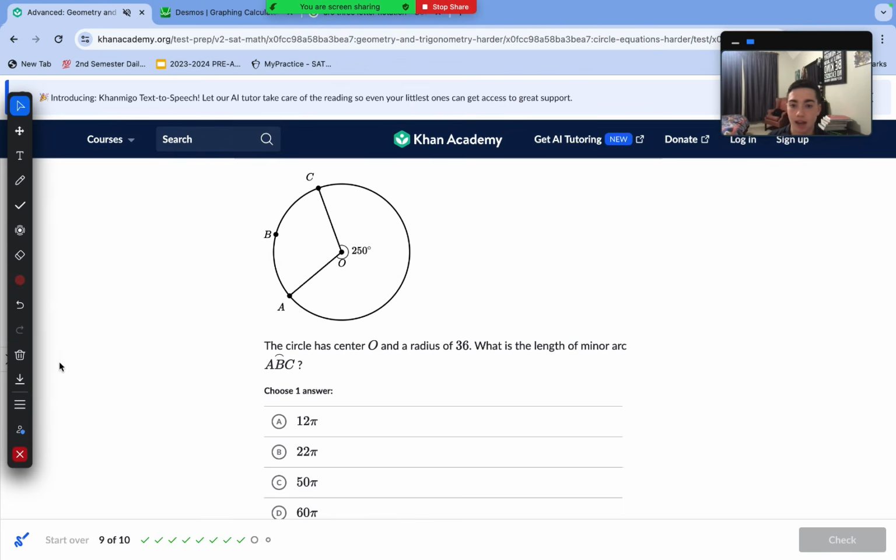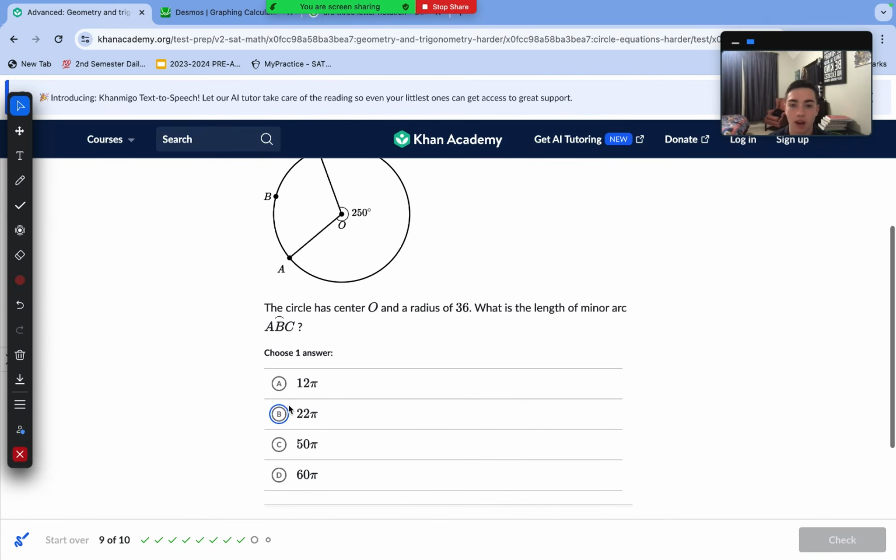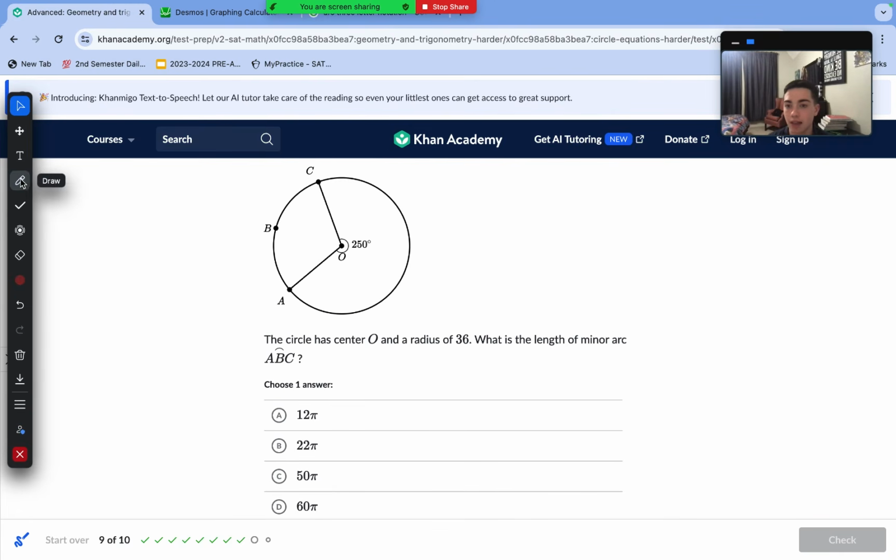On to question number 9 here. The circle has a center of O and a radius of 36. What is the length of this minor arc? So the minor arc is this smaller one right here. So we just need to find the angle of that arc to start off with, which we do 360 minus 250, which is 110.